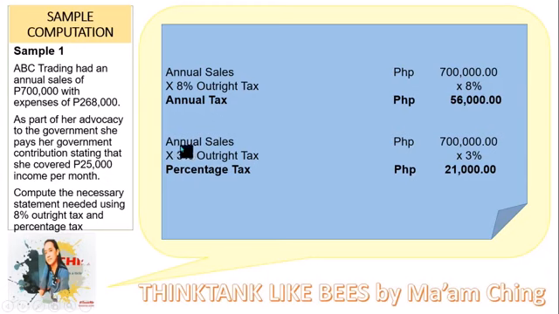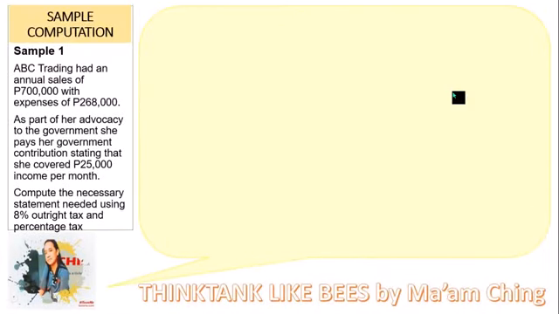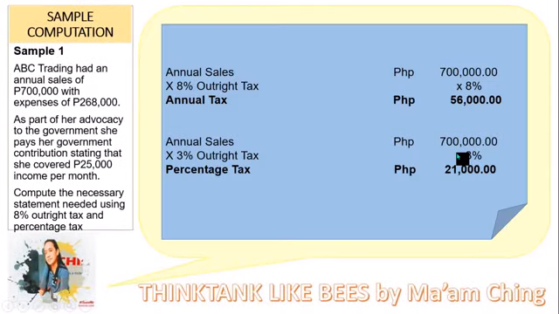And then the business tax, or the percentage tax, because the business is not earning as much as 3 million, so we are using only the percentage tax here. So, 700,000 times 3% is equal to 21,000. But if you take a look at the annual tax, which is 56,000 for the 8% outright tax, and compare it with the withholding tax table, it's obvious that you pay more when using the 8% outright tax.